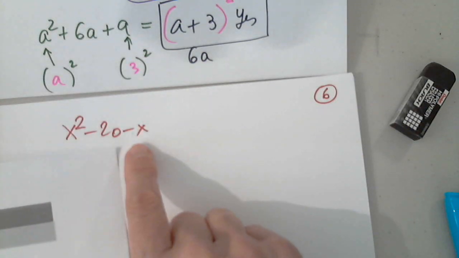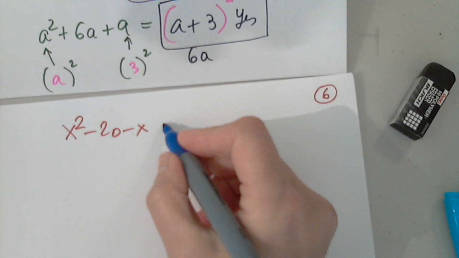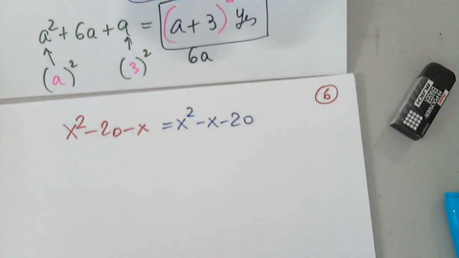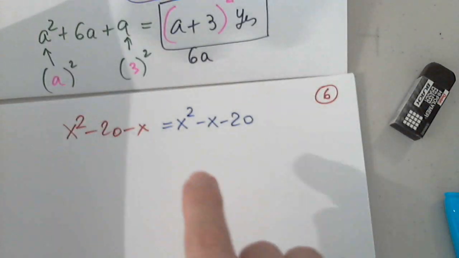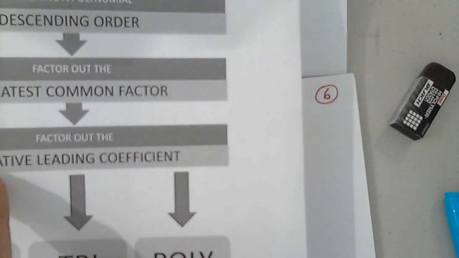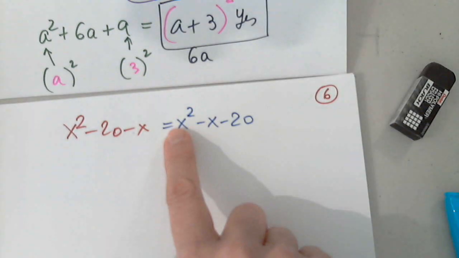Descending order? No, it's not. It needs attention. So now we will be in descending order. Then I check if it has a greatest common factor. No. 1, -1, and -20 don't have a common factor. Negative leading coefficient? No. The leading coefficient is 1.